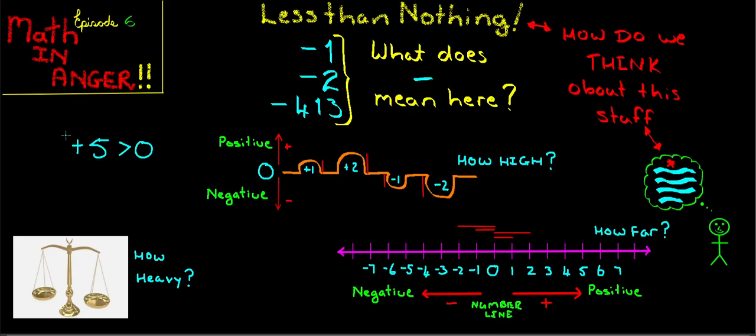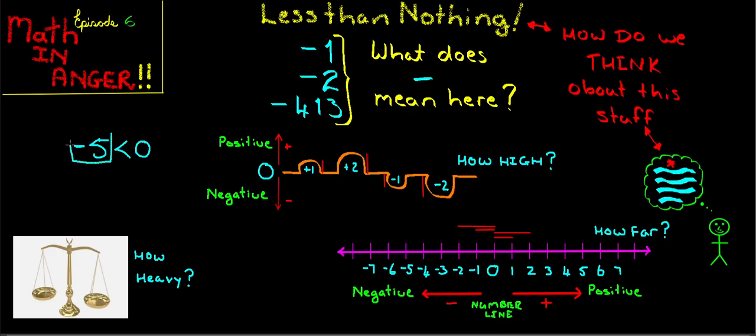So that is implied. It is understood that you are typically talking about more than nothing. But when you talk about less than nothing, then you've got to be very, very clear about it. And that is when we do this. And that means you have 5 less than nothing.